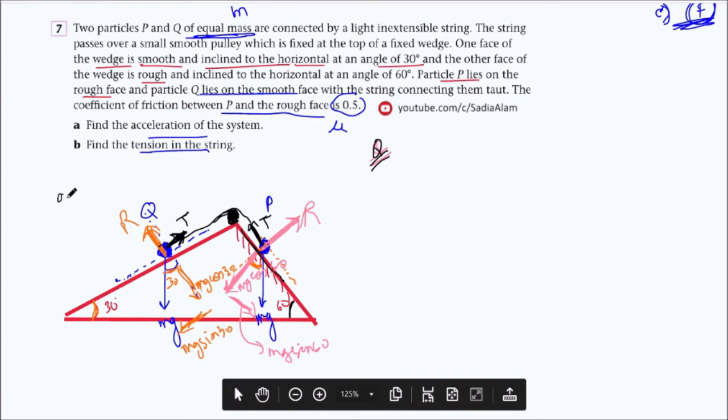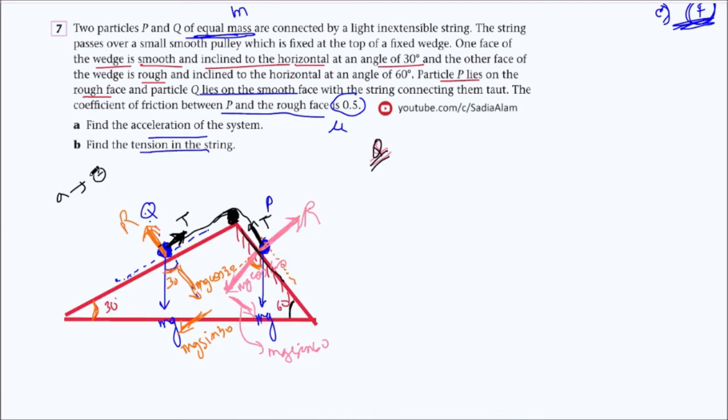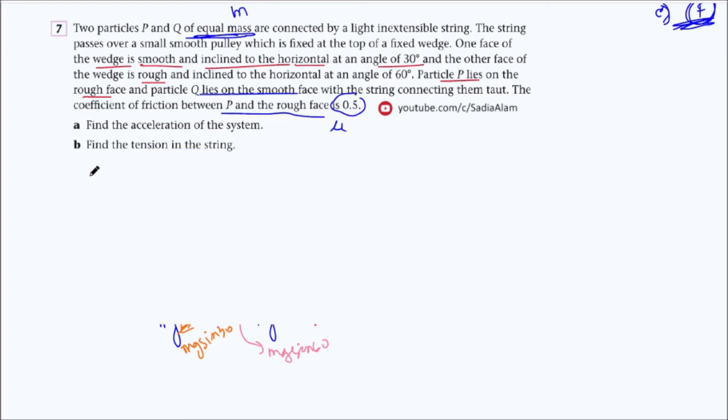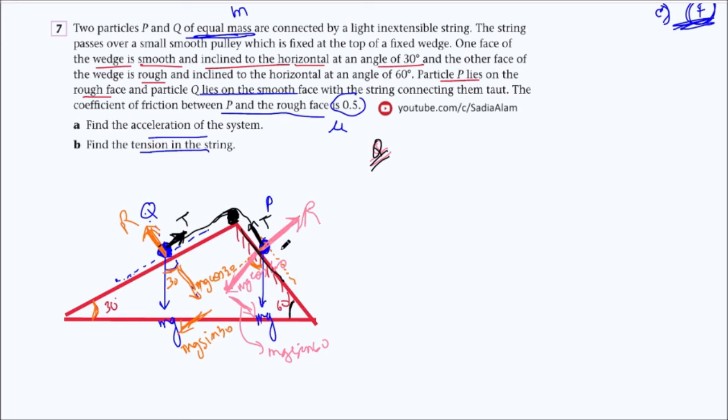Eventually, if you solve, you might get a negative acceleration. That's the worst possible case, but then again you will take the magnitude, so it will not matter ultimately. Okay, so let's assume that P will move downward and Q will move upward.